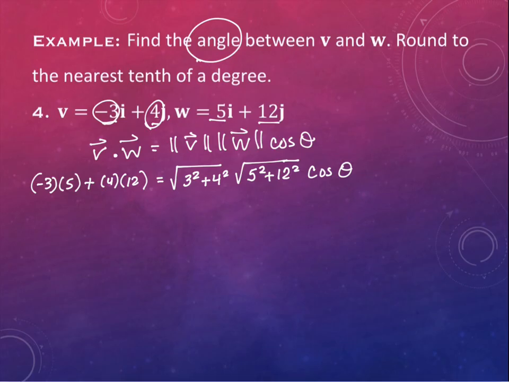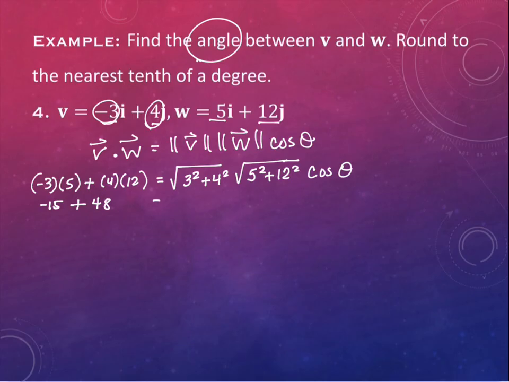So because I'm being given the vectors to start with, I have all the components, or all the pieces rather, that I need in order to find the dot product on the left and to find the magnitudes on the right. The only thing I don't know is the angle, which is in fact what I'm asked to find. So we're going to take a look at what each of these are. We'll do the left-hand side. So this is -15 plus 48.